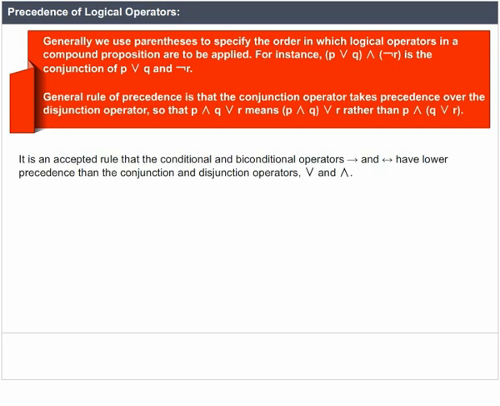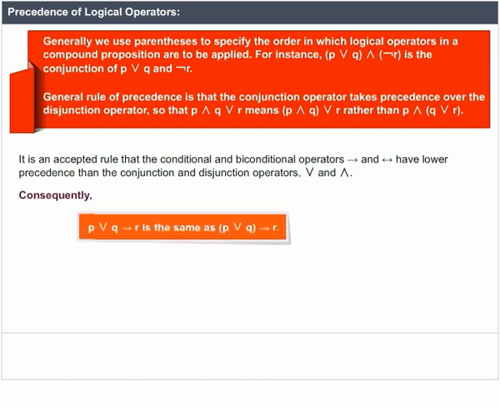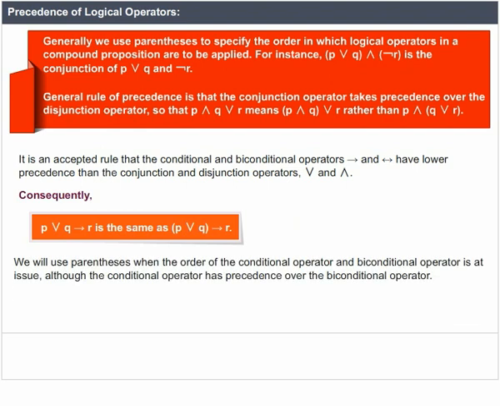It is an accepted rule that the conditional and biconditional operators, implies and if and only if, have lower precedence than the conjunction and disjunction operators, and and or. Consequently, P or Q implies R is the same as (P or Q) implies R. We will use parentheses when the order of the conditional and biconditional operators is at issue, although the conditional operator has precedence over the biconditional operator. The table displays the precedence level of the logical operators: negation, and, or, implies, and if and only if.